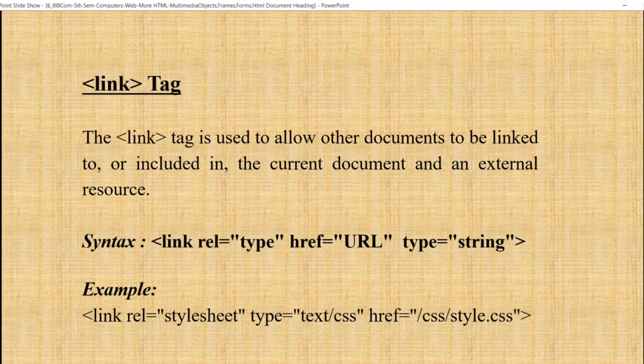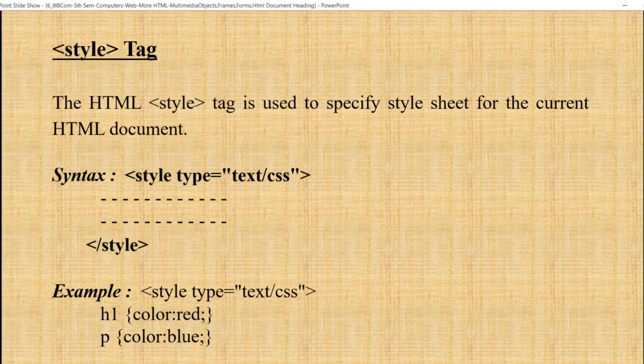This link is used for importing CSS files. For that we use the link tag. Link rel equals to type, href equals to URL, type equals to string. Style tag. This tag is used to specify the style sheet for the current HTML document.